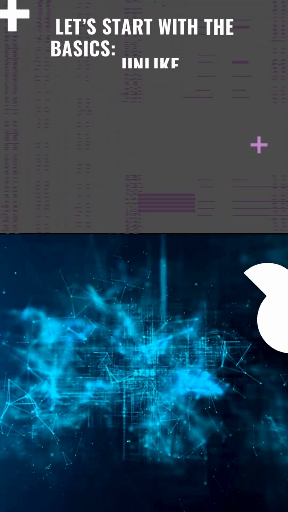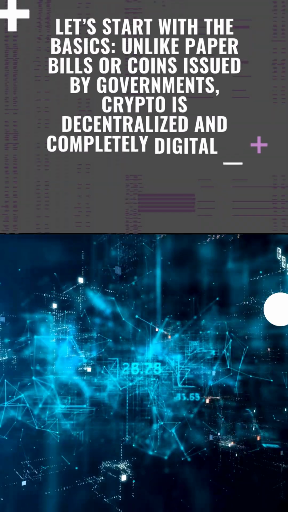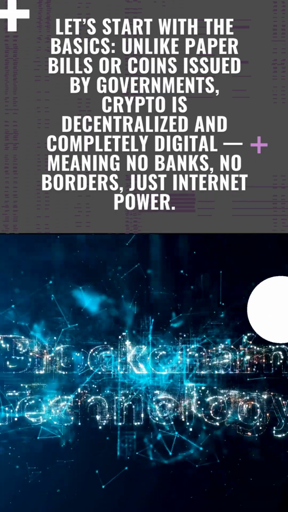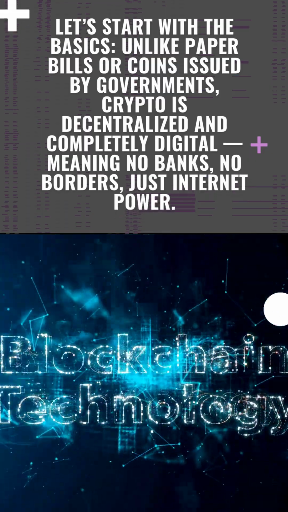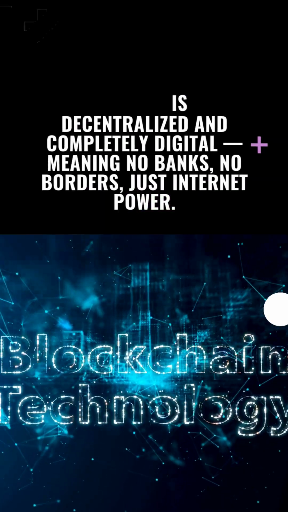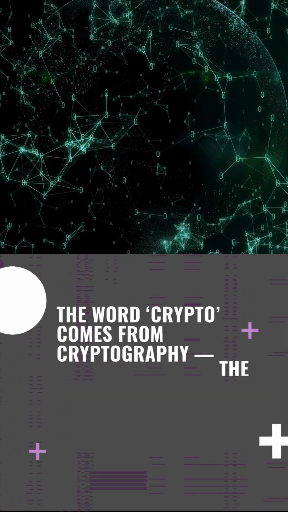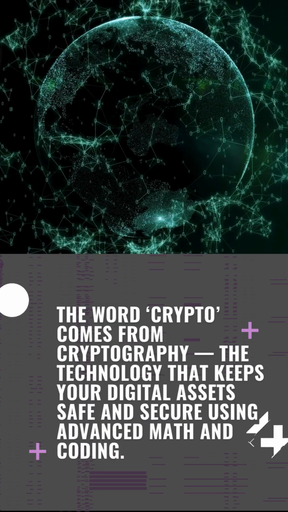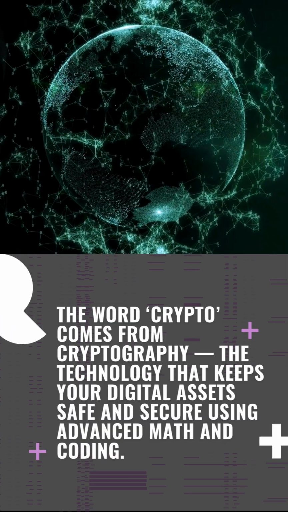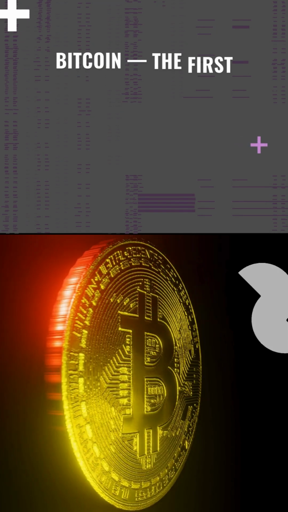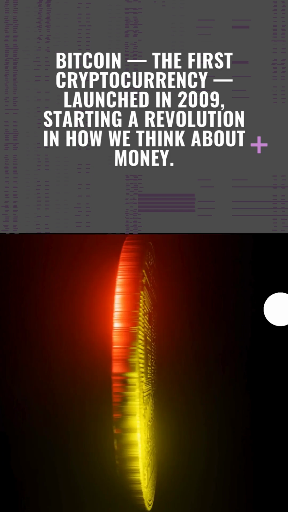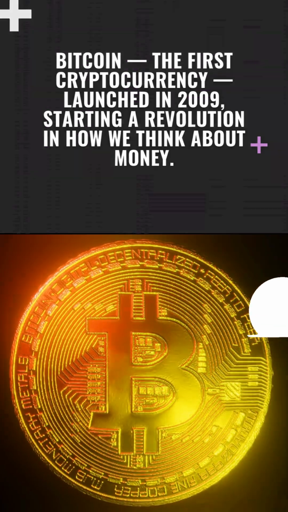Let's start with the basics. Unlike paper bills or coins issued by governments, crypto is decentralized and completely digital, meaning no banks, no borders, just internet power. The word crypto comes from cryptography, the technology that keeps your digital assets safe and secure using advanced math and coding. Bitcoin, the first cryptocurrency, launched in 2009, starting a revolution in how we think about money.